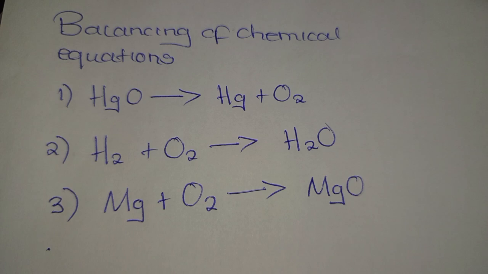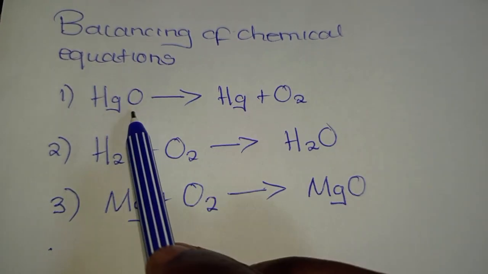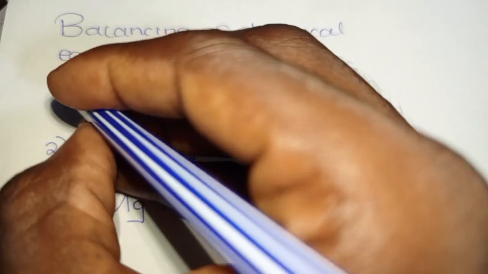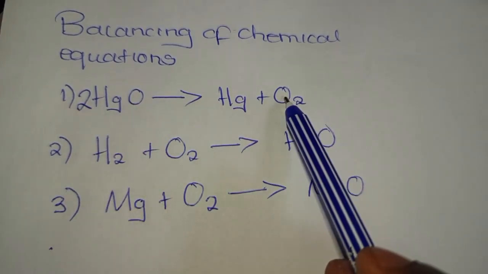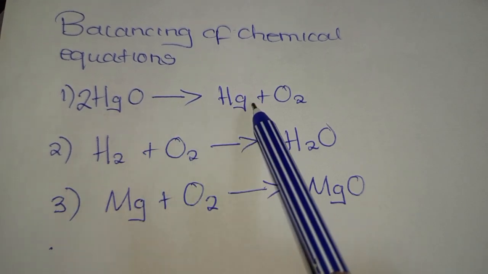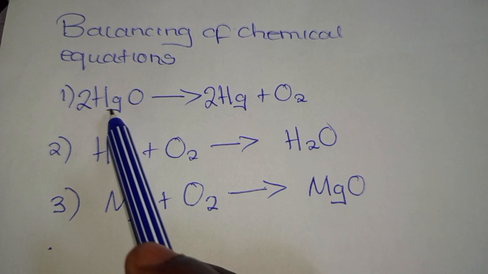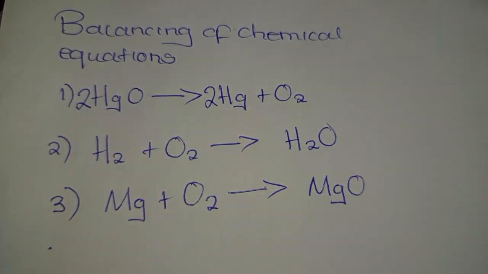So you need to analyze: you have one mercury, it is balanced, but you have one oxygen and two oxygens, so it's not balanced. What we can do, let's try to put a 2 here. If you put a 2, it becomes two oxygens. The oxygen has balanced, but the mercury hasn't balanced because here is 2, here is 1. So what you can do is put another 2 here. So you have two mercury, two oxygen, so it's balanced. Very simple, yeah. If you want, you can pause the video and try 2 and 3.